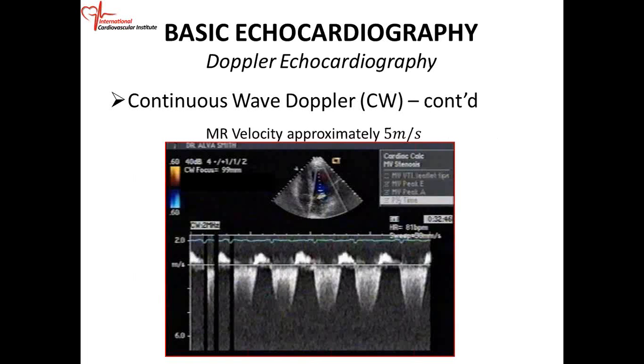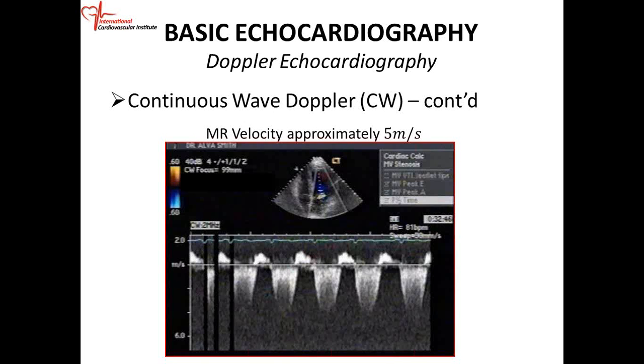Mitral regurgitation is when you have flow from the left ventricle across the mitral valve into the left atrium in systole. In systole, the mitral valve is supposed to be closed. But if the mitral valve is incompetent, that means it doesn't close properly in systole, then when the left ventricle contracts, it's going to force blood across the mitral valve back into the left atrium.